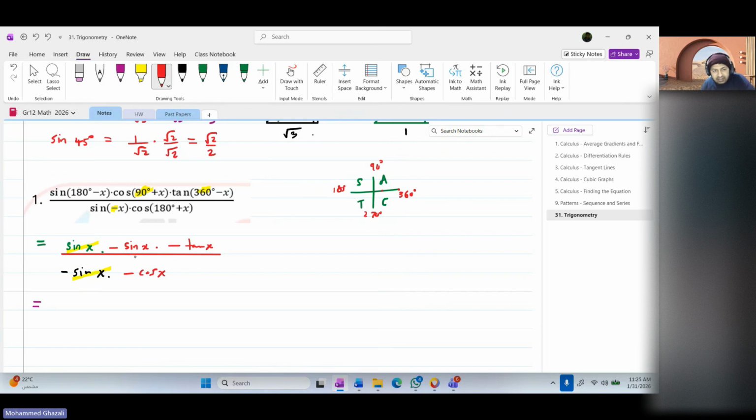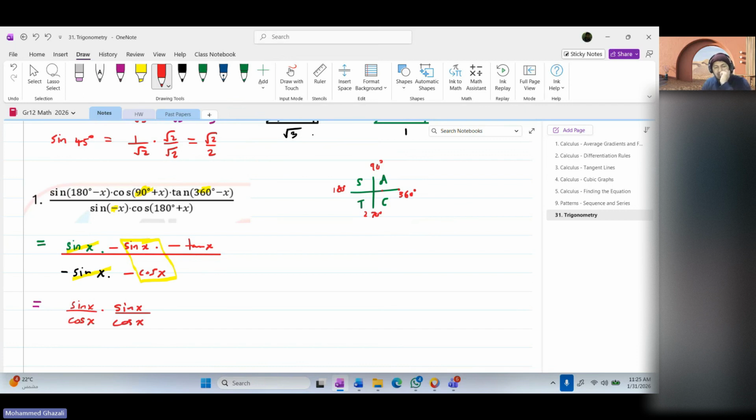Now, how are we going to simplify that? All right, so what we have on top is all the negatives cancel out, by the way, right? So we have sine x over cos x over here. See, we got sine over cos. I'm just collecting this together. That's sine over cos times negative tan times sine x over cos x.